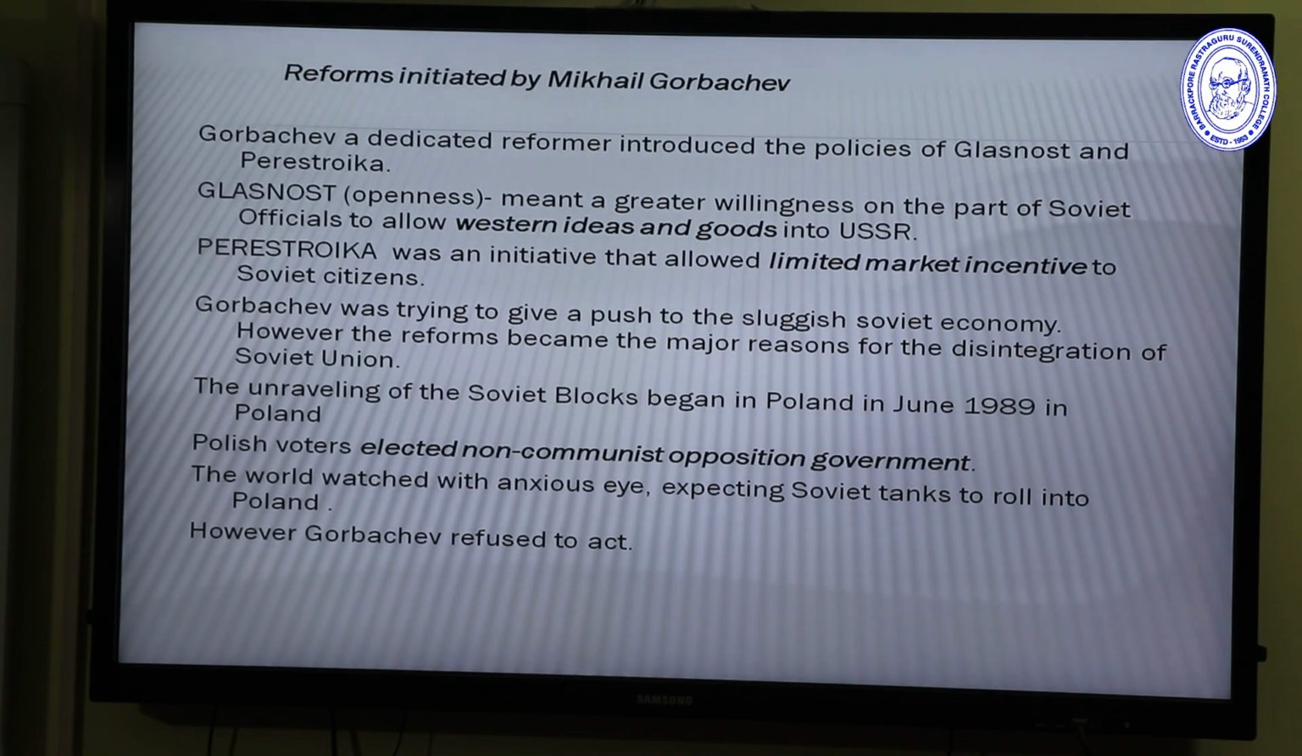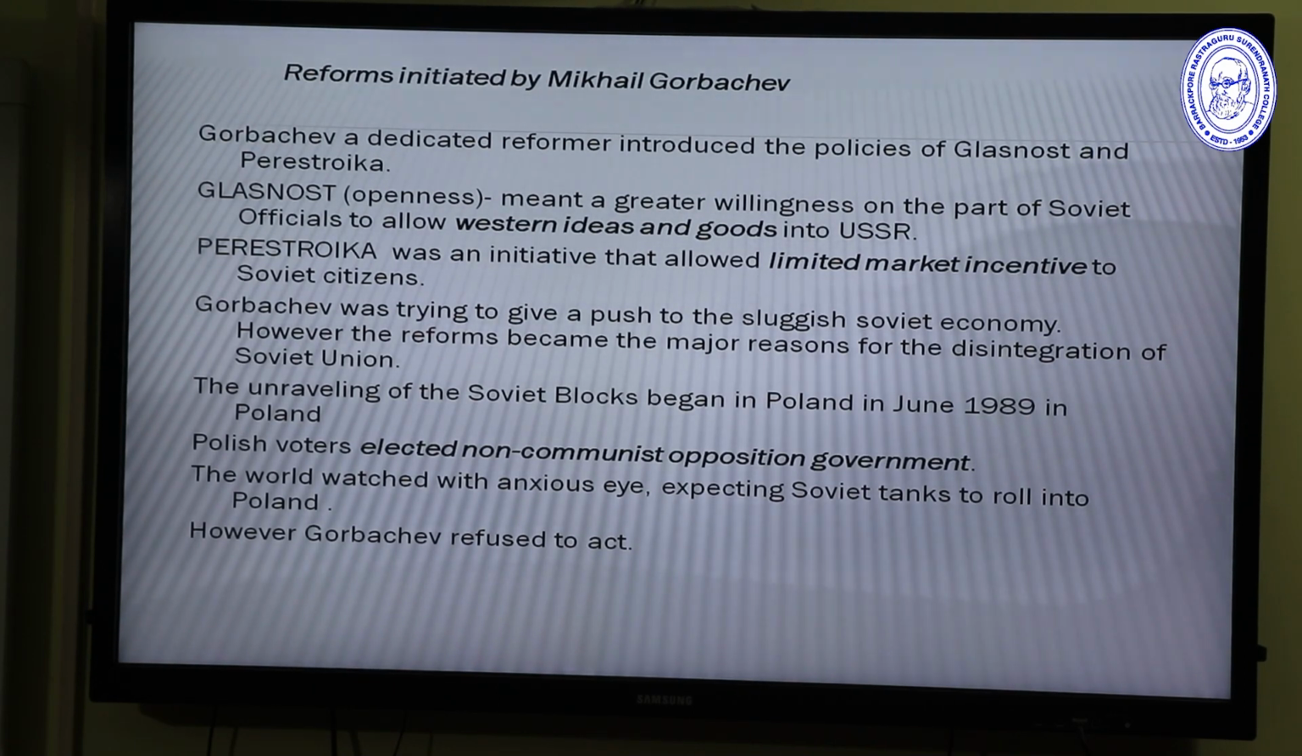Now, what happened in 1989 in Poland? I already said Poland was a satellite country under the Soviet Union. The unraveling of the Soviet bloc began in Poland in June 1989, when Polish voters elected a non-communist opposition government. So for the first time in 1989, the Polish voters elected a non-communist opposition government. This is quite an interesting line.